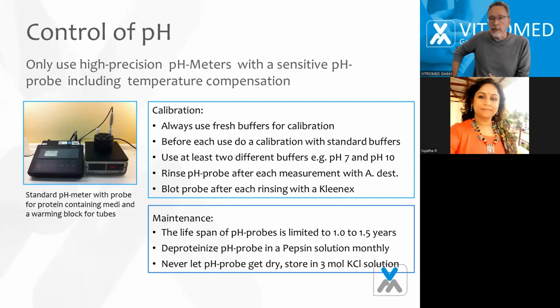From time to time, maybe monthly, you should deproteinize the pH probe in a pepsin solution to get rid of protein rests in the pores of the glass diaphragm of your probe, because this can lead to wrong values. And very important, never let the pH probe get dry. You have to store it in a 3 molar KCl, potassium chloride solution, to keep it working.